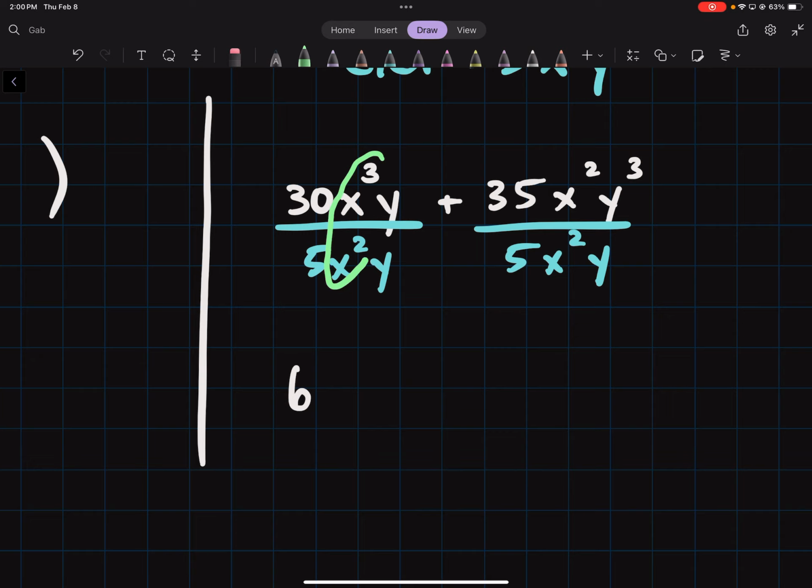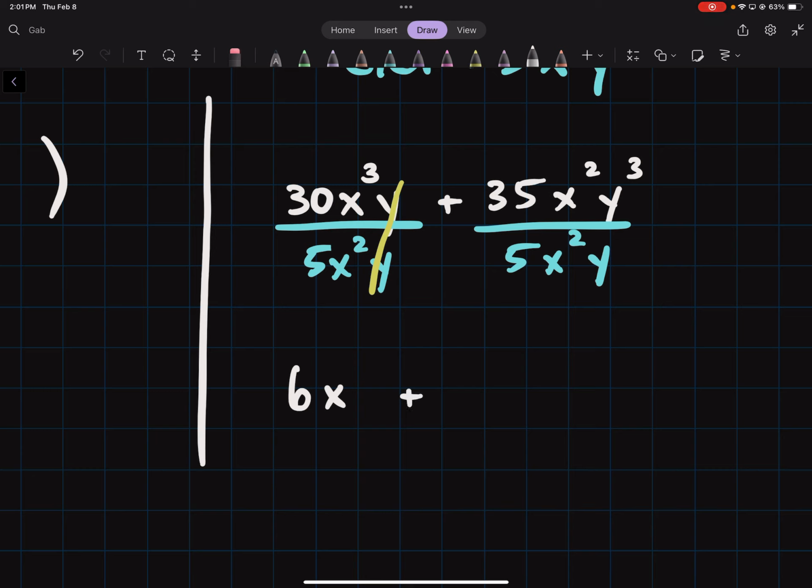X cubed divided by x squared? Just one of them, right? It's just x. Okay, and y divided by y? That's 1, so you don't need to write anything.